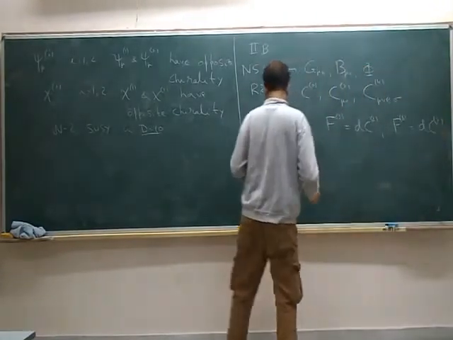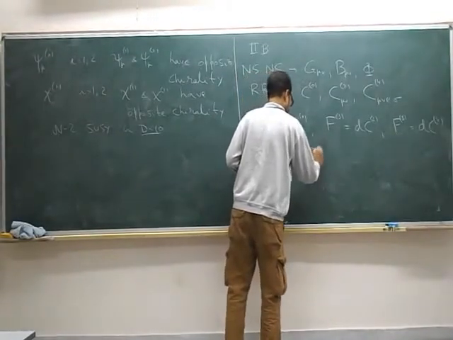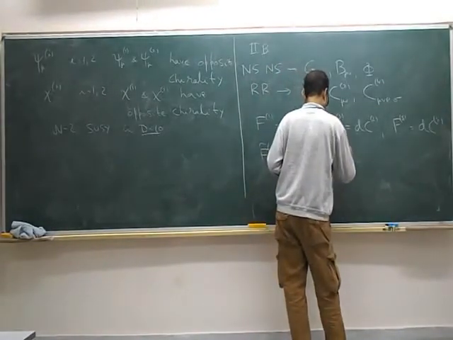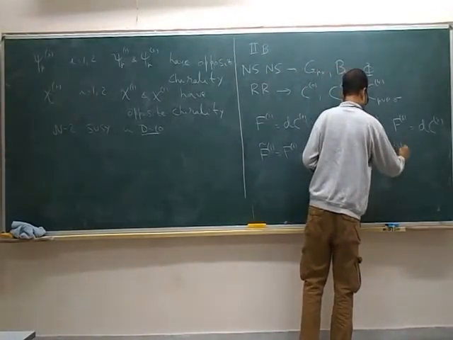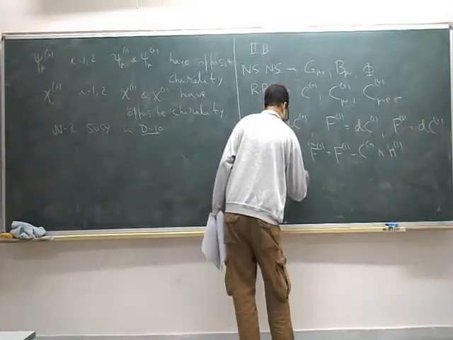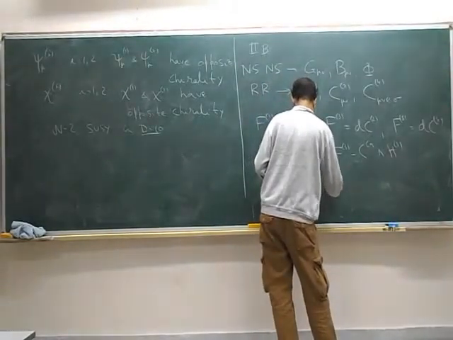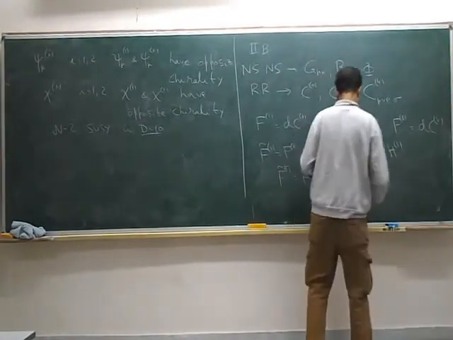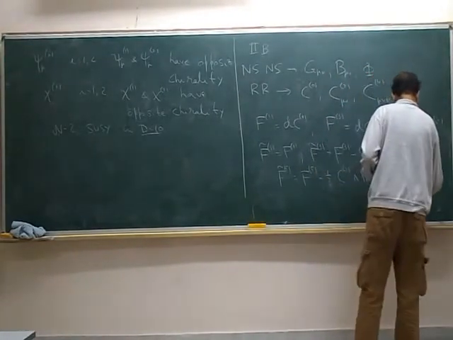But F tilde, which appears in the action: F tilde 1 is the same as F1. F tilde 3 is F3 minus C0 wedge H3, and F tilde 5 is F5 minus half C2 wedge H3 plus half B2 wedge H3.